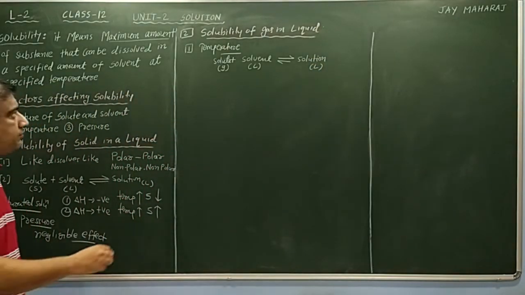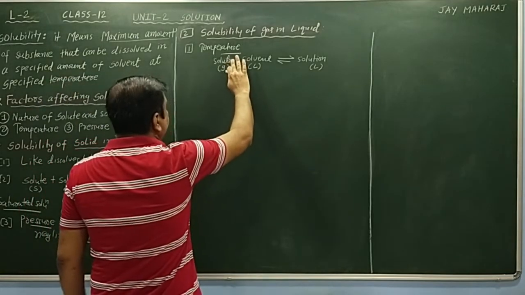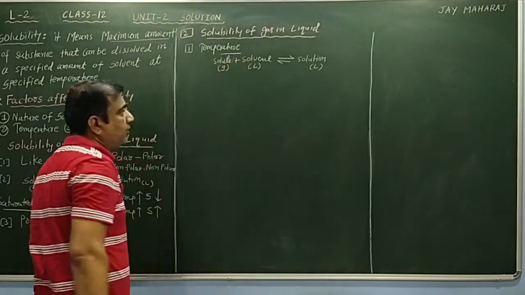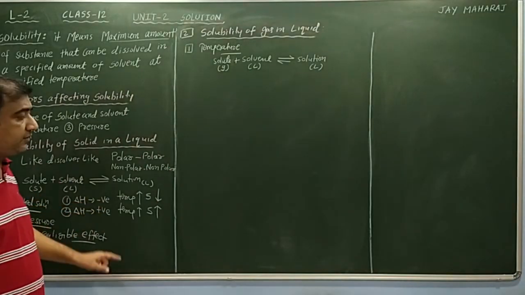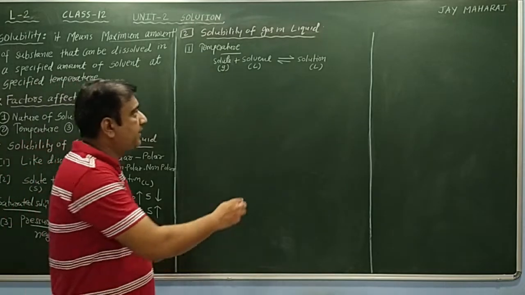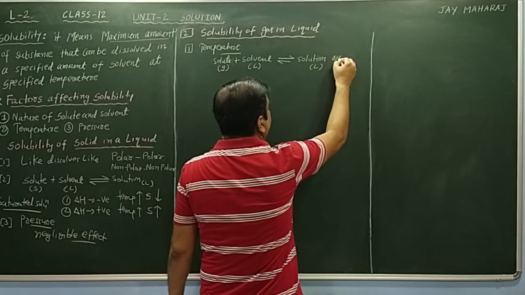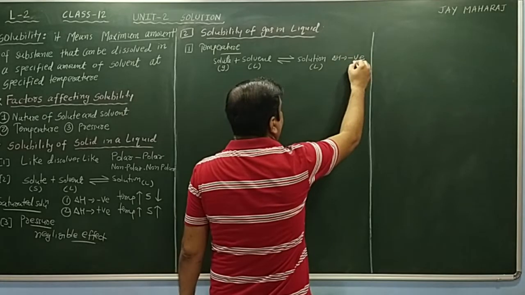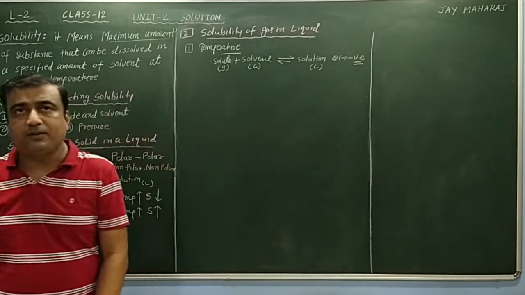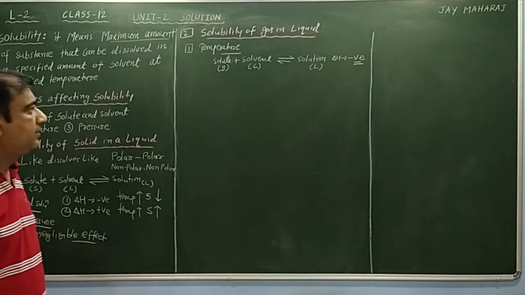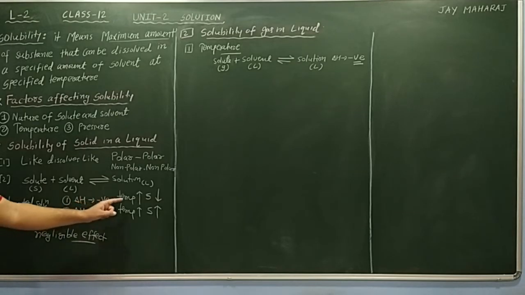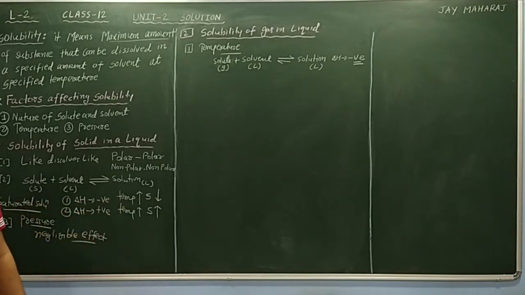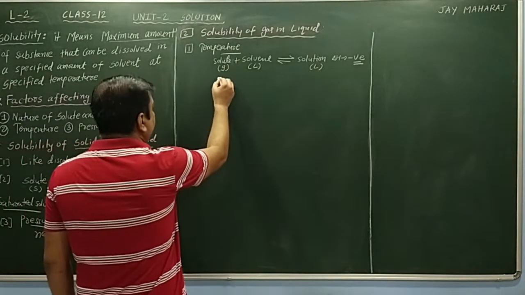Now when a gaseous solute dissolves in a liquid solvent, with respect to heat, that means change in enthalpy, delta H is always negative. Delta H is negative, that means the process is exothermic. The same principle as per Le Chatelier is applied here. Delta H is negative, that means as temperature increases, solubility decreases.